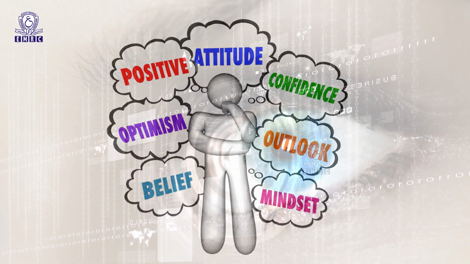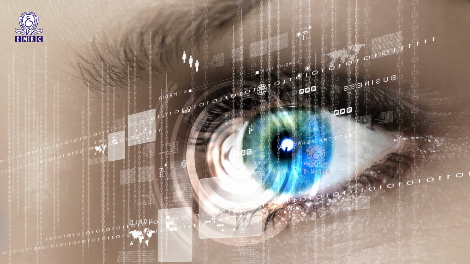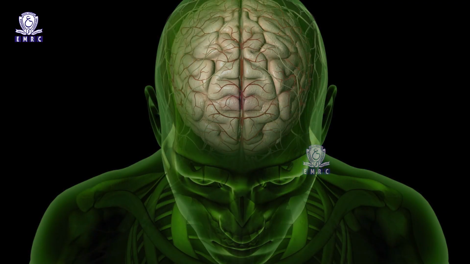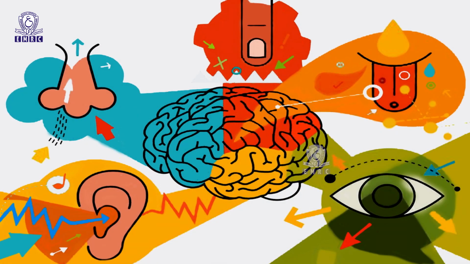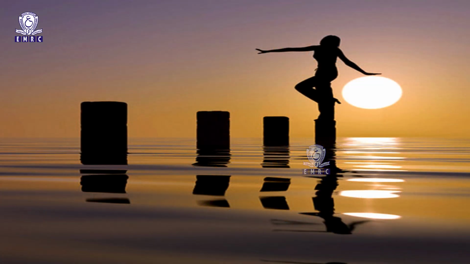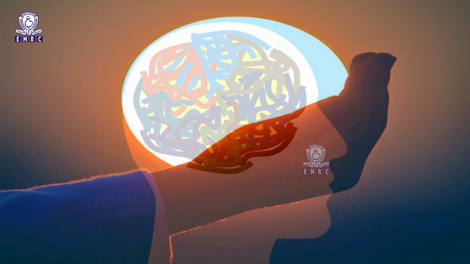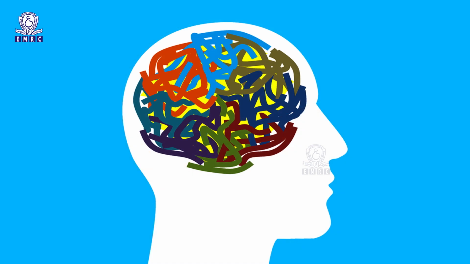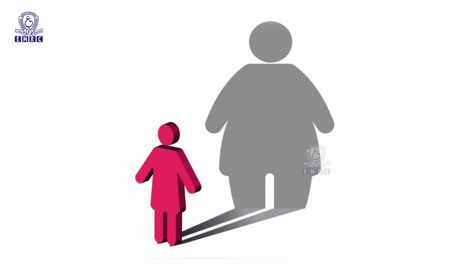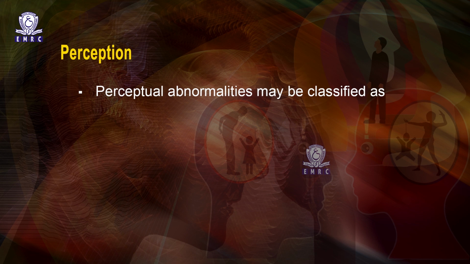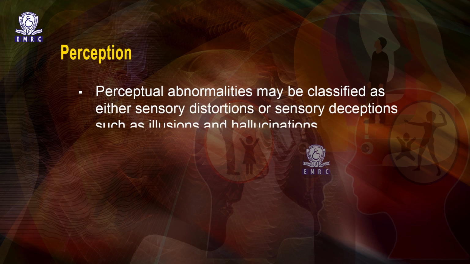The information which is collected through the visual sense is processed in the brain to give a perception which does not exactly match the physical measurement of the stimulus source, a kind of false interpretation. We usually call this false interpretation an illusion. There is no mental status examination which is complete without a statement relating to abnormalities of perception. According to Fish, perceptual abnormalities may be classified as either sensory distortions or sensory deceptions, such as illusions and hallucinations.